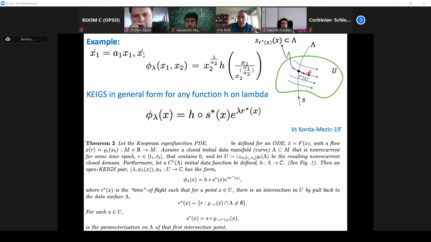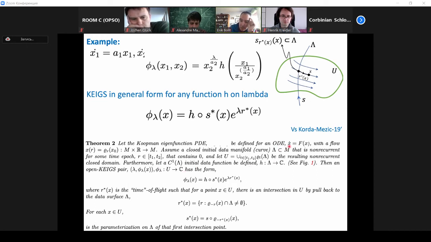the push forward. So essentially this says, okay, the eigenfunction is H by, I'll call S, the position where I pull back X to the data curve. So this right here will be called S star of X. And then R star will be the time it takes me to pull back. And that's what's set in here. So this is a theorem that says those things from my paper.